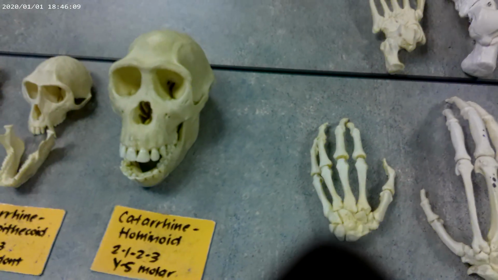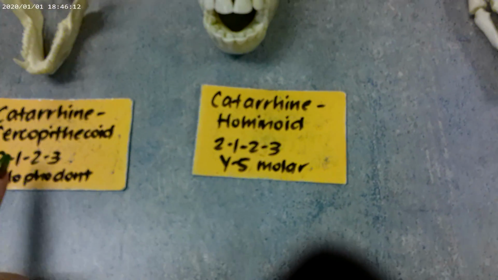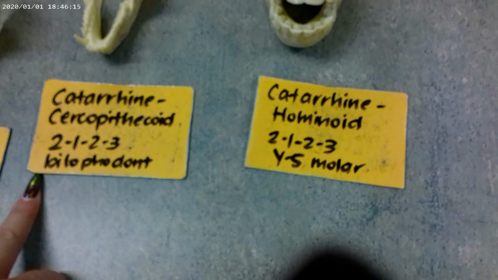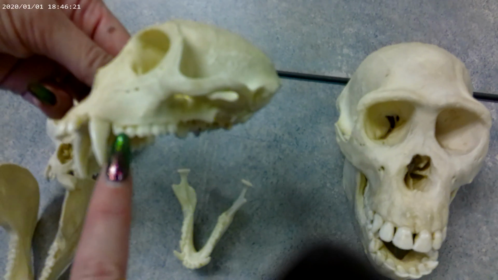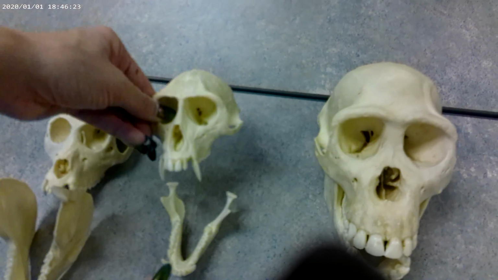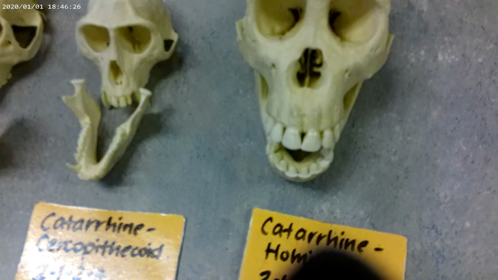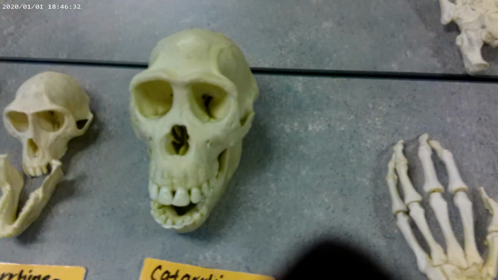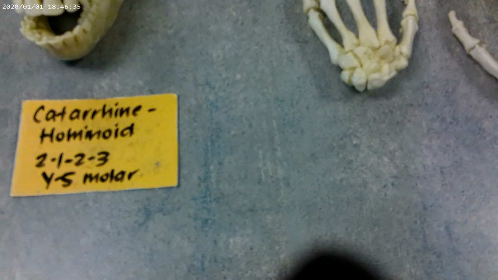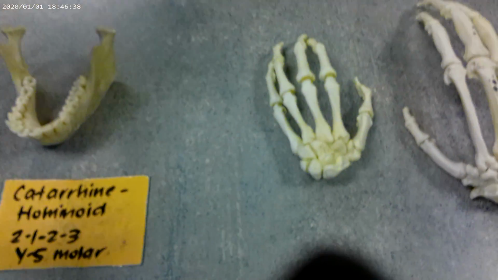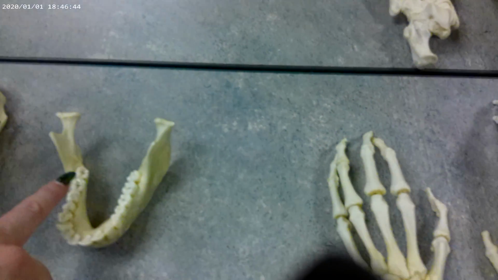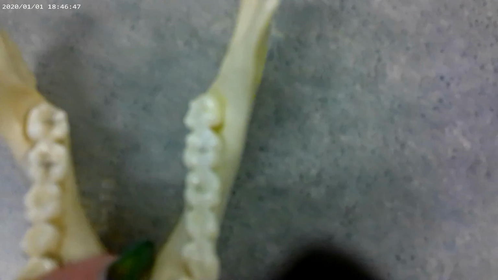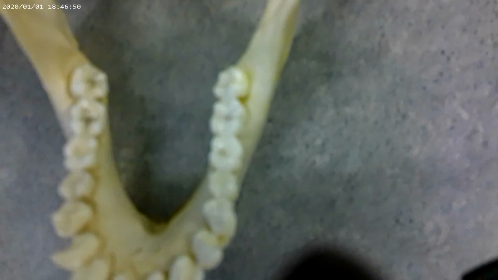Moving now into our 2 types of catarrhines, we have cercopithecoids, which are our Old World monkeys. They have a 2-1-2-3 dental formula, and their back molars have 4 cusps, so they are bilophodont. Last, our catarrhine hominoids, which are our apes and humans, also have a 2-1-2-3 dental formula, but their molars actually have 5 cusps, and so that would be a Y5 molar.